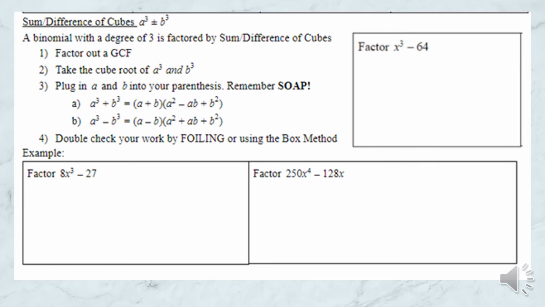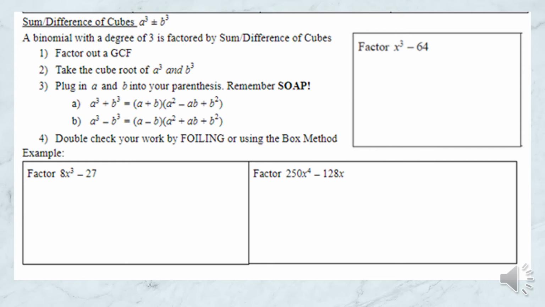And notice that our letters are the same. The pattern is a squared, ab, b squared. However, our signs change, and that comes with the acronym of SOAP: same, opposite, always positive. The first sign is the same as the problem. The second sign is the opposite of the problem, and the third sign is always positive.